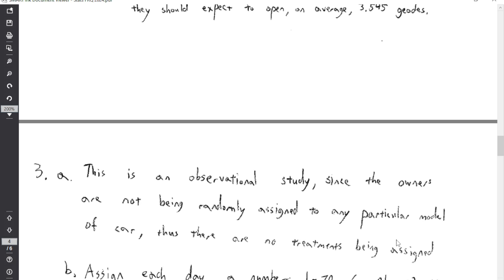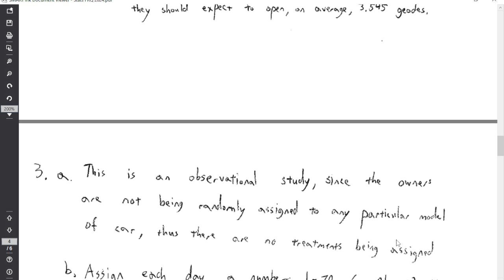Make sure you include context here. Don't just say observational study because there is no treatment. You want to include that context. Why is there no treatment? Well, there's no treatment because the owners are not being randomly assigned to the model. They're just being asked, what model car do you drive? And then go from there. So there's no treatments happening.